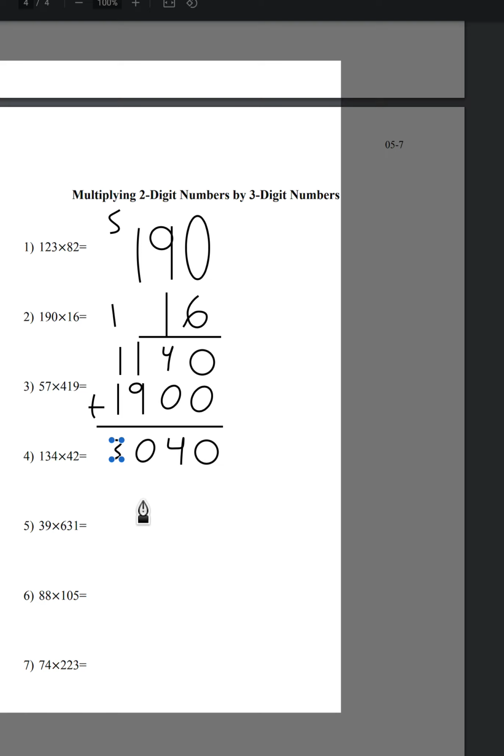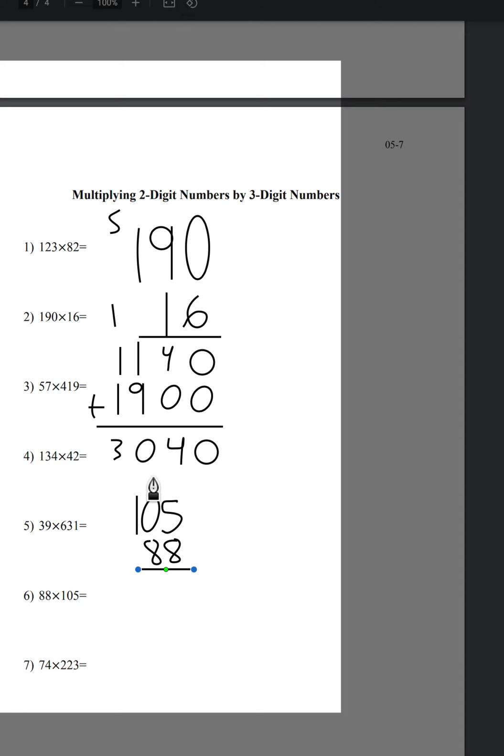Did I say 6? I probably said 6. Okay, 105, I said a 5. 105 times 88. Oh wow, this is gonna be a lot of zeros in this one.